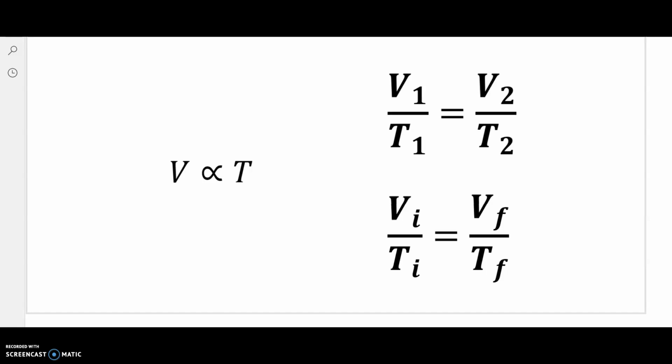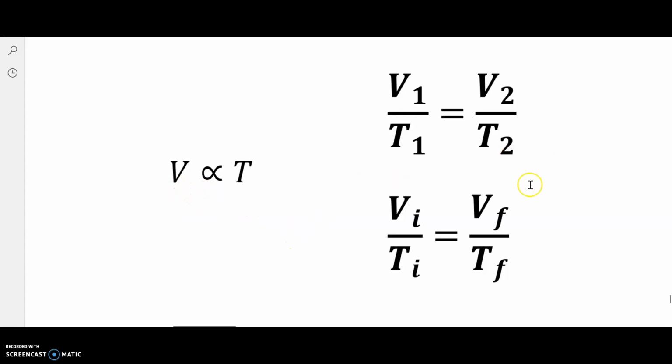Charles' law basically states that volume is directly proportionate to temperature, right? So if the temperature increases, then the volume will increase. If the temperature decreases, then the volume will decrease.